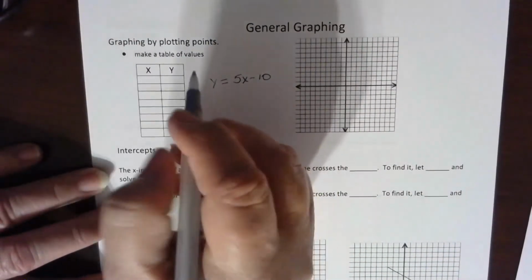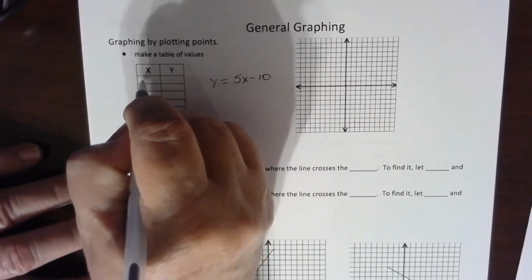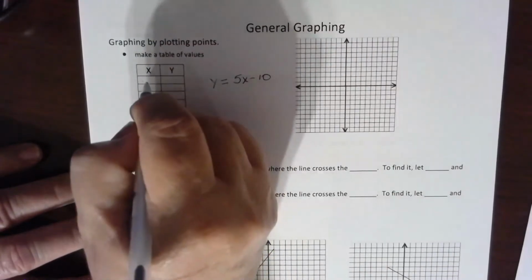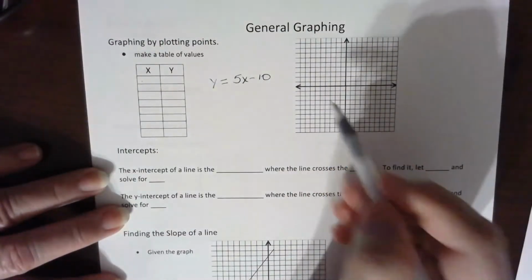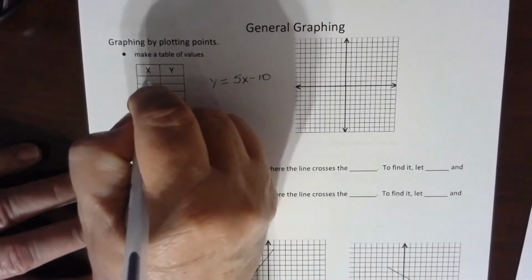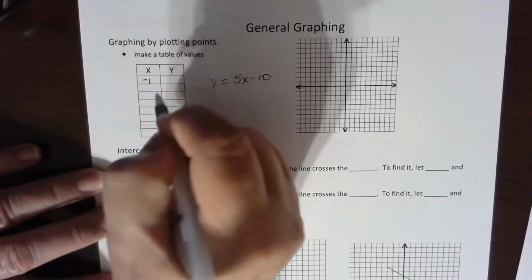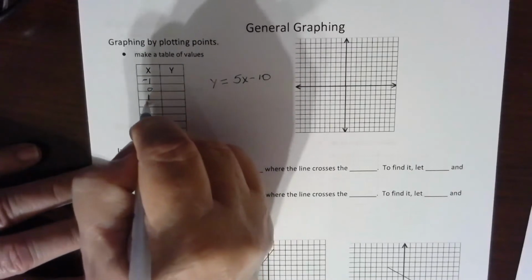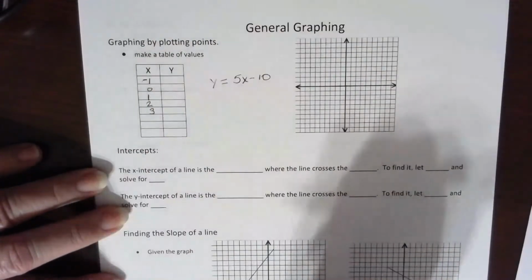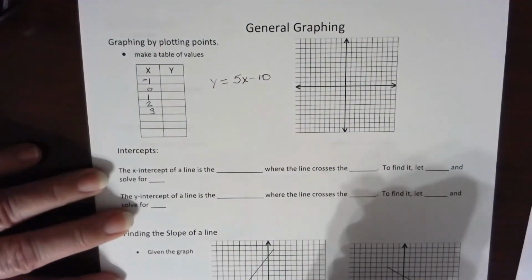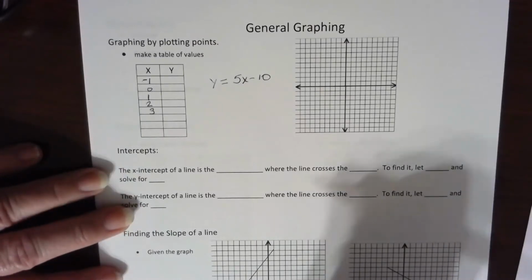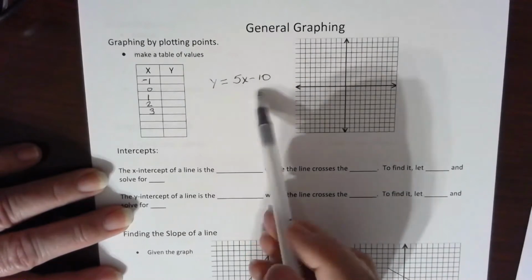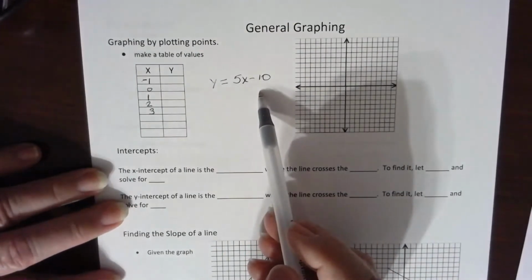I can't use anything very negative because it's not going to fit, but let's just say if I chose -1 and maybe 0 and +1 and +2 and +3. Now some of those are going to fit on my graph and some are not. But what I do is I get to pick the x values and I substitute them into the equation.